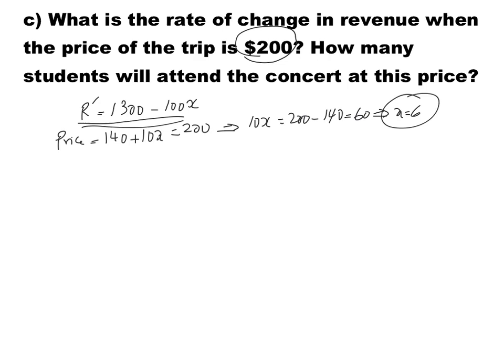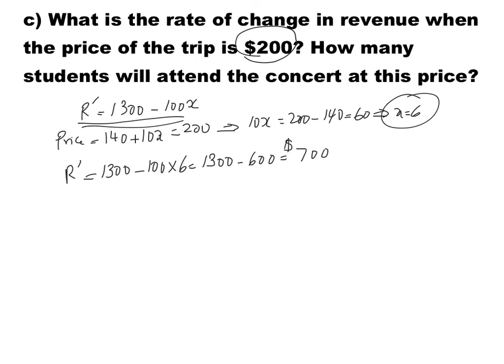We know that R prime is 1300 minus 100x. So if we want to know the rate of change when x is 6, we are going to substitute x equal to 6. We get 1300 minus 100 times 6, which is 1300 minus 600, which is going to give us $700. So this is our rate of change in revenue when the price is 200.